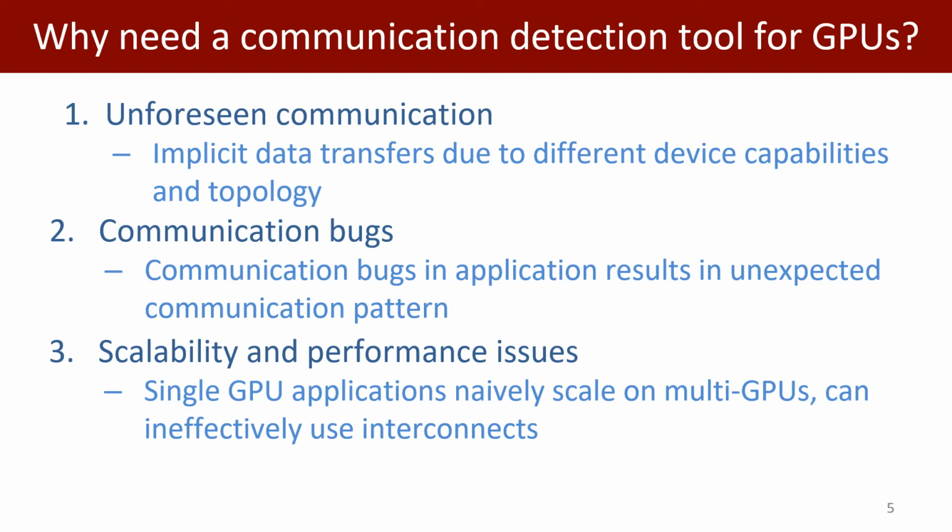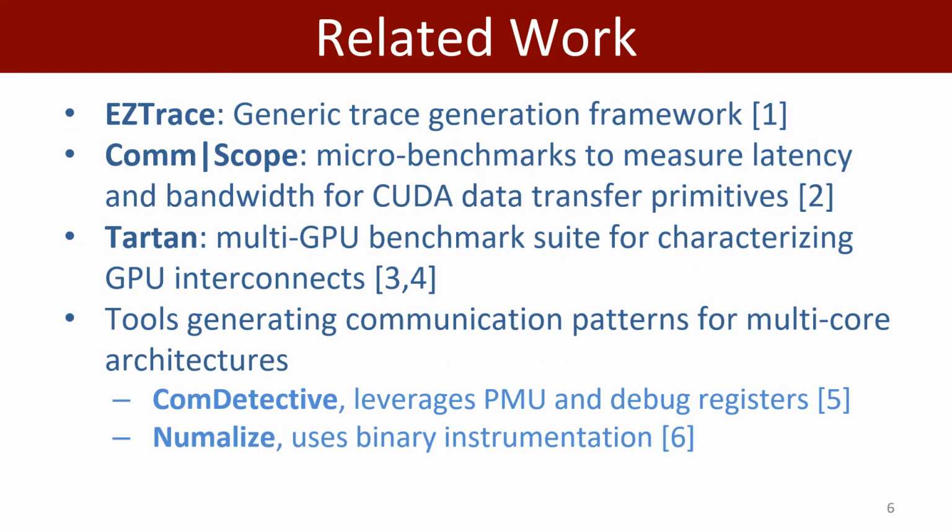Therefore, a tool that can monitor and identify communication among multiple GPUs can help reason about scalability issues and performance divergence. And it can also guide the programmer to utilize the GPU interconnects for better performance. Although there exist a number of communication identification tools such as EasyTrace for MPI applications and ComDetector for multi-threaded applications, as well as micro benchmarks for multi-GPU systems such as Starter and ComScope, they do not focus on identifying and quantifying multi-GPU communication in a node.